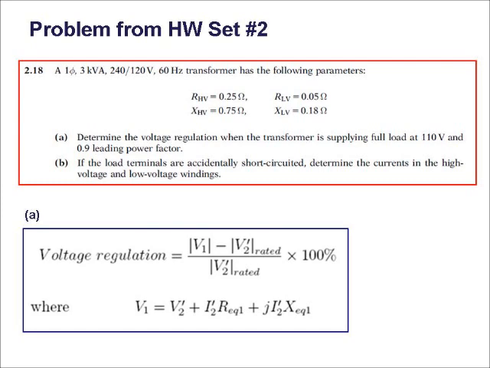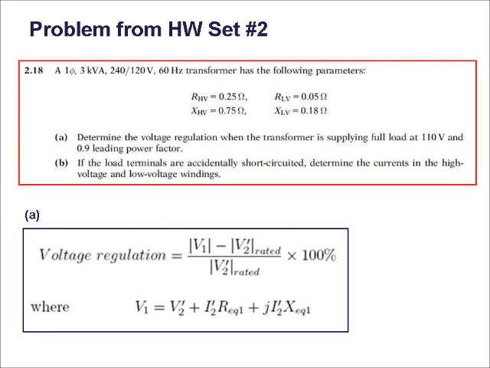Determine the voltage regulation when the transformer is supplying full load at 110 volts at 0.9 leading power factor. Leading, okay, that's important. You have to remember that a leading power factor would be because you have a capacitor, so you expect your current to be leading. In addition, every time you have a leading power factor, a capacitor, you also expect your voltage to be a little higher, because the capacitor will charge with the voltage and will maintain the voltage a little higher. That's one of the effects of the leading power factor.